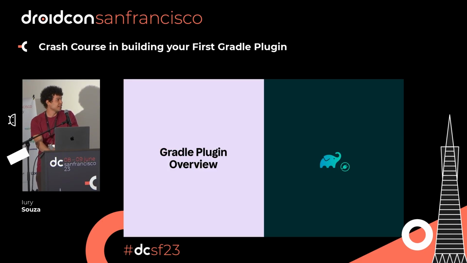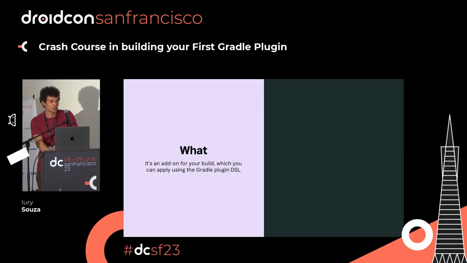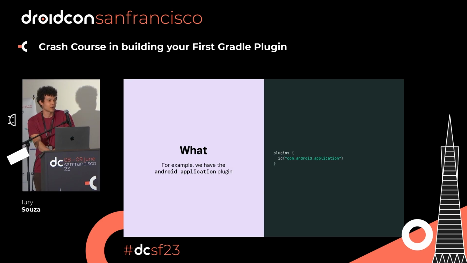Right, so let's go over a Gradle plugin overview, just the very basics of it. What is a Gradle plugin? It's an add-on to your build. You can add custom logic to your build just by applying it with the Gradle plugin DSL. For instance, you're probably familiar with this: the Android application plugin. When you apply this plugin to a project, a bunch of things happen.